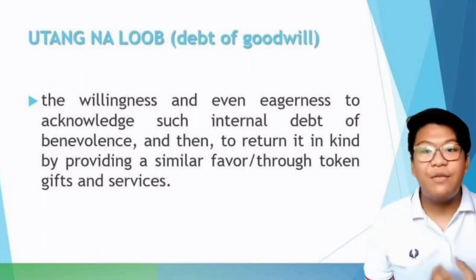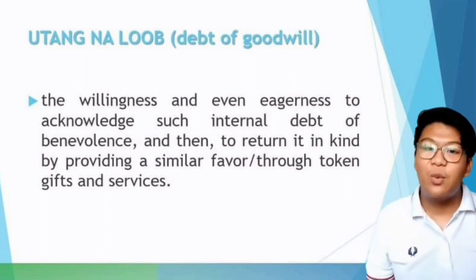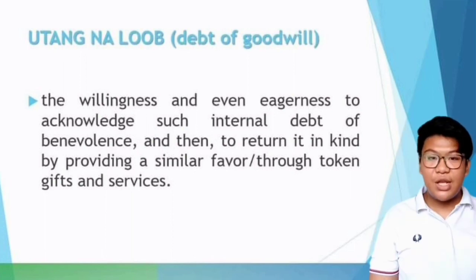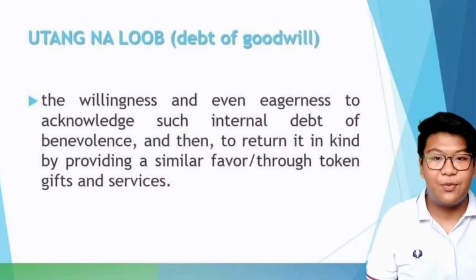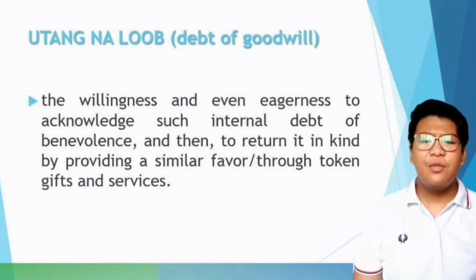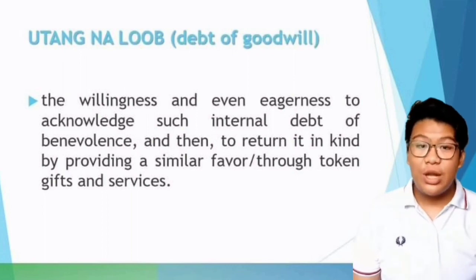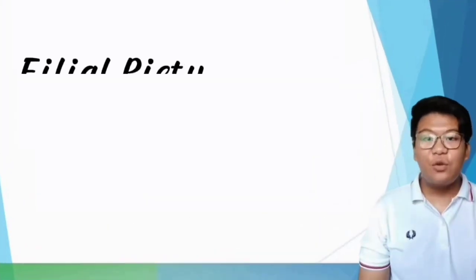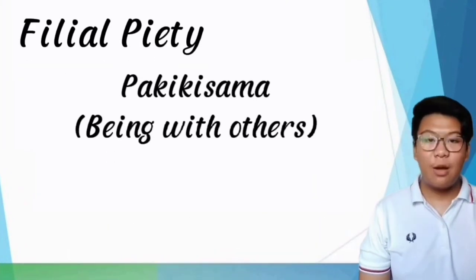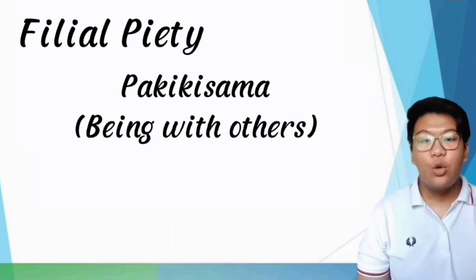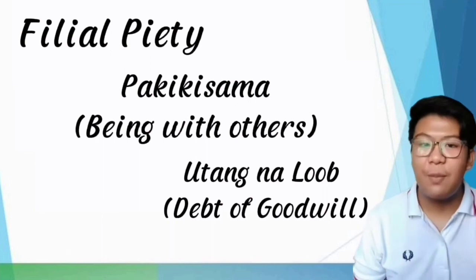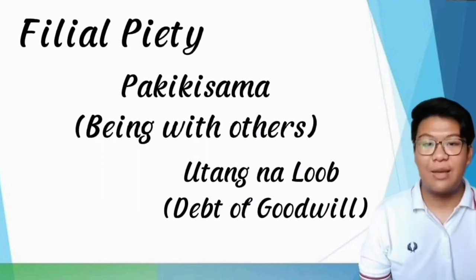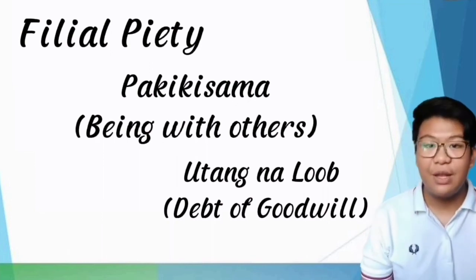They do everything for us. They want the best for us. They do everything that they can because they want the best for us. Therefore, at the end of the day, we aim to give them a good and better life in the future. Again, filial piety, pakikisama or being with others, utang na loob or debt of goodwill. And these are just three of the many more Filipino value system that we have here in the Philippines.